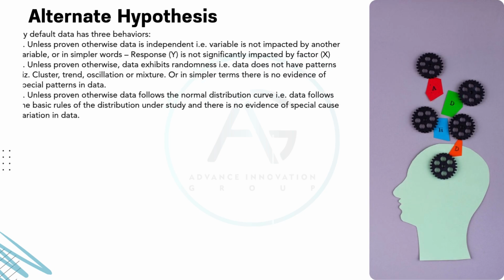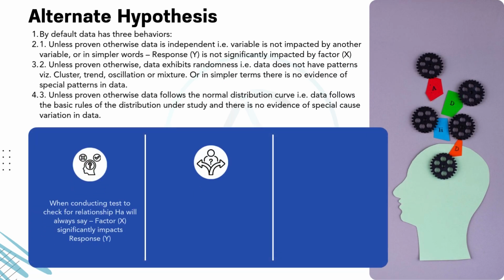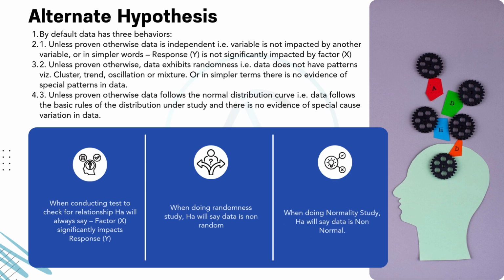Let's now understand the alternate hypothesis, represented as HA. The alternate hypothesis is the claim we are attempting to prove, that something significant is happening in the data. It's the opposite of the null hypothesis, which assumes there's no change or no effect. Let's walk through the 3 default assumptions we make about data, and how the alternate hypothesis challenges each of them.